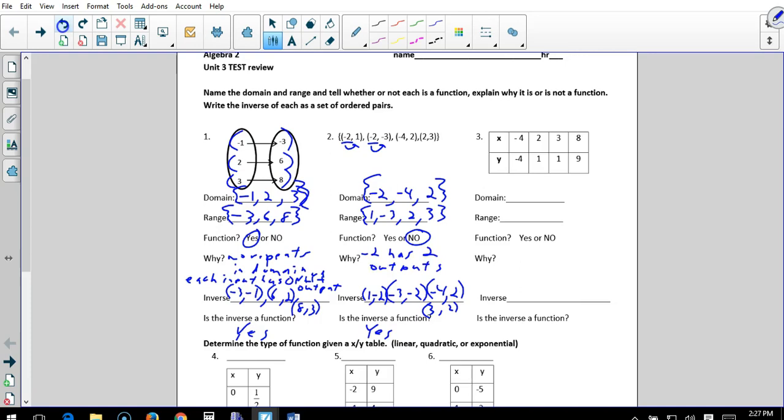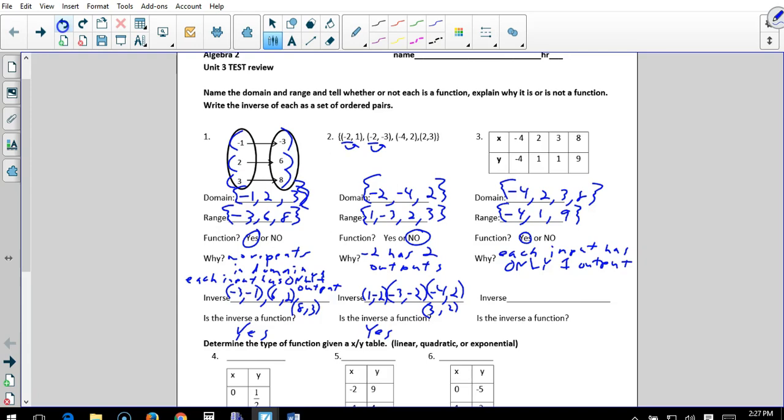Okay? My domain, -4, 2, 3, and 8. Those are my x values. My range, -4, I only have to write it once, and 9. Is it a function? Yes, it is. Each input has only 1 output.